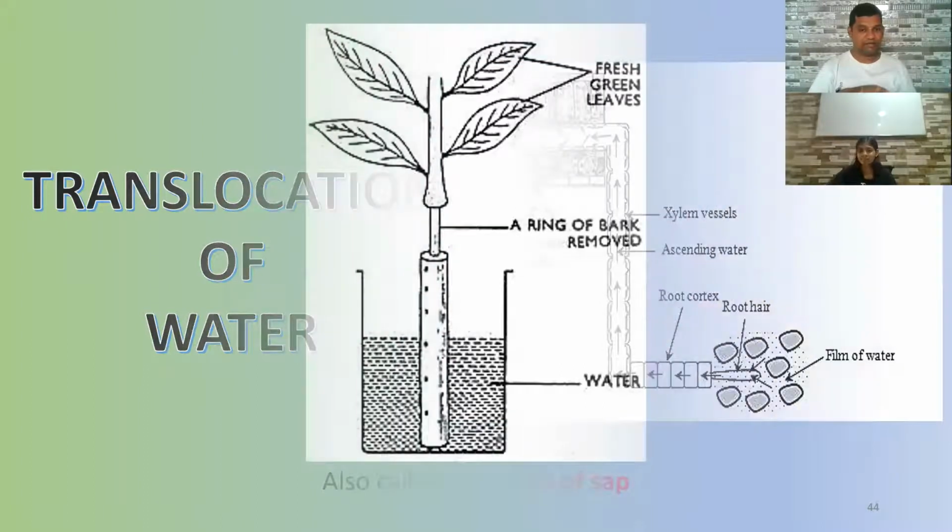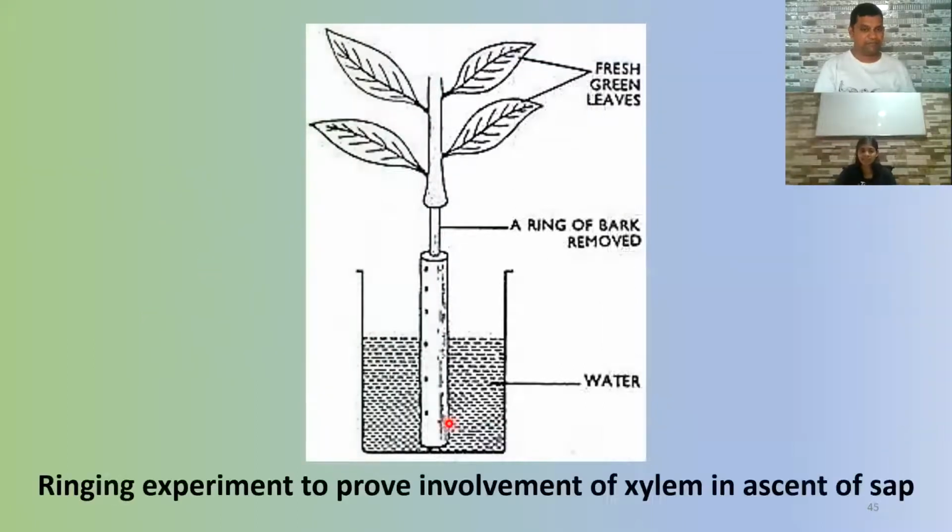Now, in order to understand one main thing, that in this translocation of the solute, it is the xylem which is involved, how do we prove that it is the xylem only? So there is a simple experiment carried out called the ringing experiment. A twig of a plant is taken. The lower part of the stem is inserted in water in a beaker, and to a certain extent above, there is a portion of the bark which is removed.